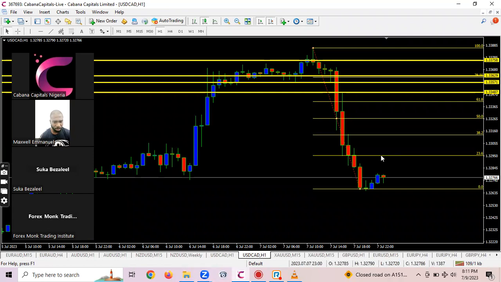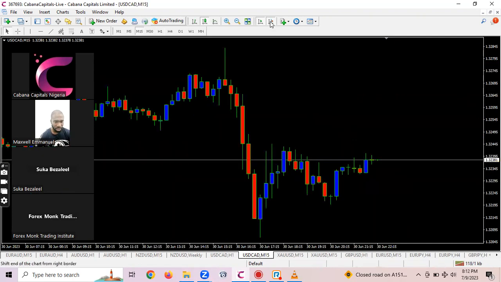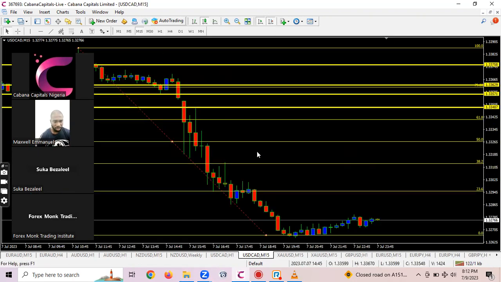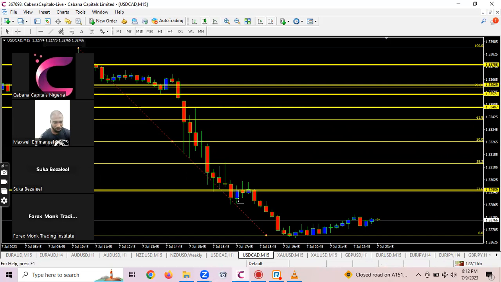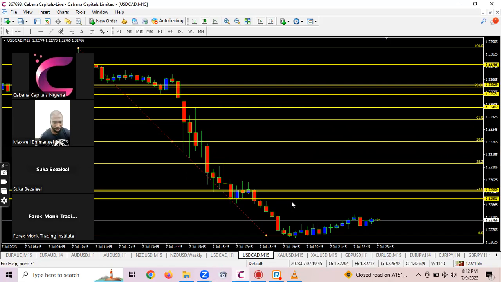I could also risk buying, right? I could risk buying USD CAD from the current market price. So if a candle, let me go to 15 minutes. Okay. So if a candle closes above this level, I might consider buying USD CAD. If a 15 minute candle closes above this level, I will consider buying USD CAD.